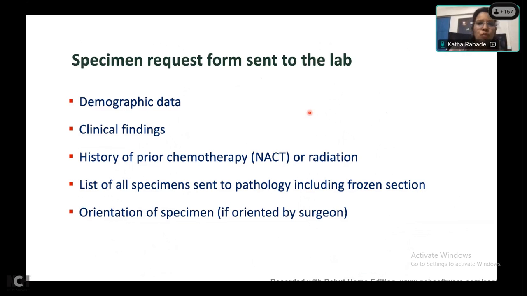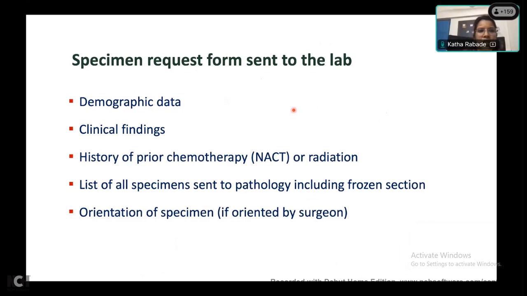So we move on to grossing of the specimen. Whenever we receive a specimen for grossing, along with it we receive a requisition form which contains the demographic data of the patient, that is the name, age, and sex of the patient, the ward or the hospital it is sent from, with the details of the operating surgeon and any contact details of the surgeon as well, so that we can contact in case of any discrepancy.